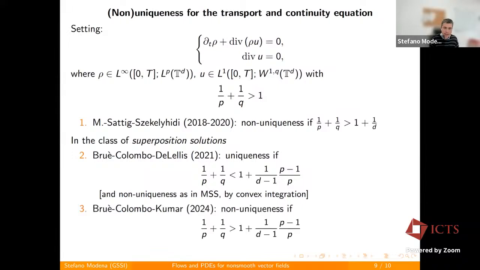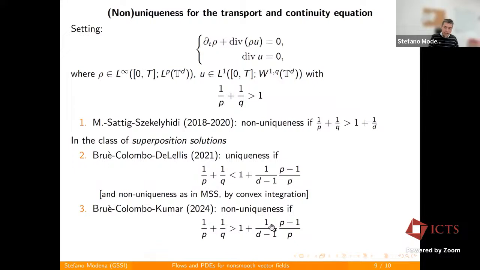some developments in the non-uniqueness setting, where Bruè, Colombo, and Kumar, I think the paper was this year, so very recently, they showed that actually non-uniqueness holds in the exact complement of the set where uniqueness holds, once again in the class of superposition solutions. So if 1 over p plus 1 over q is bigger than 1 plus, again, this exponent, the same exponent. So in the class of superposition solutions, the problem is fully solved. There is uniqueness below this threshold, there is non-uniqueness above this threshold.